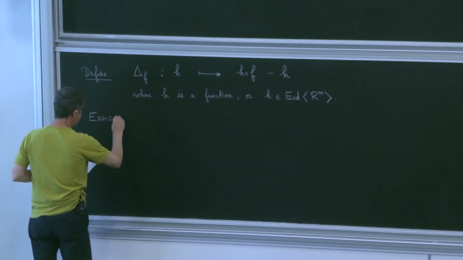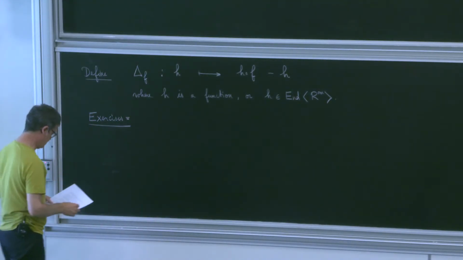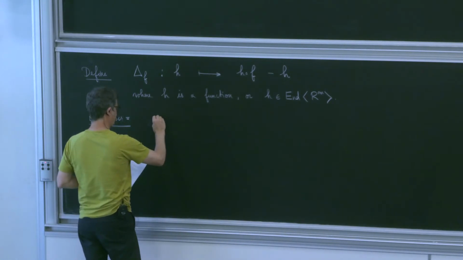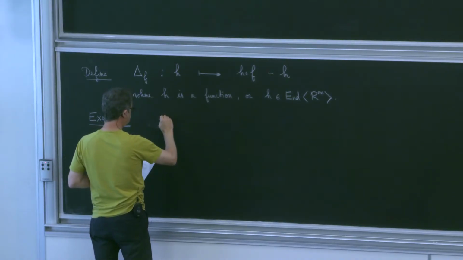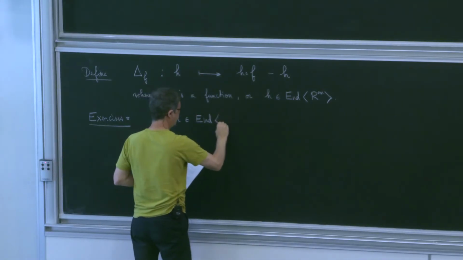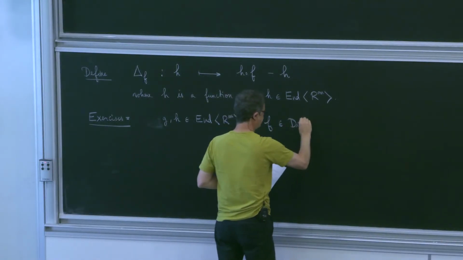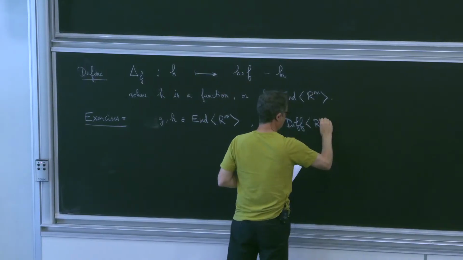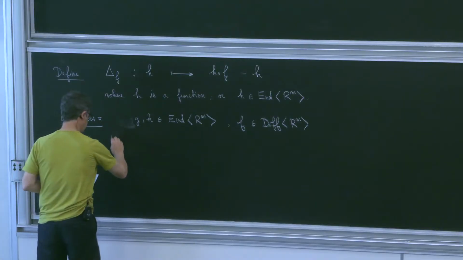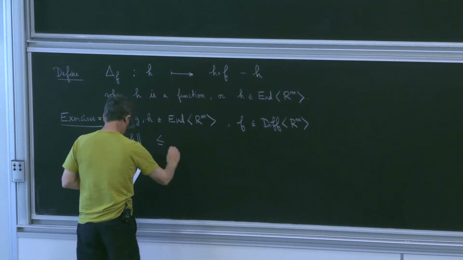I used implicitly the following statements. Let me list them. So let's say like that. Let G, H be endomorphisms of the polydisk, analytic ones, and F be a diffeomorphism of the polydisk. Then I have the following properties. So this I already explained.